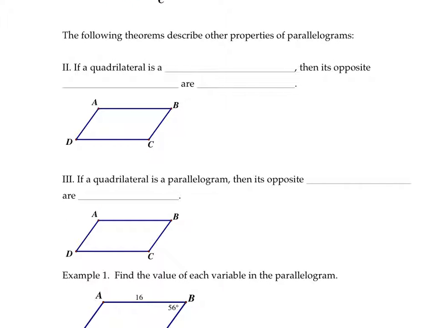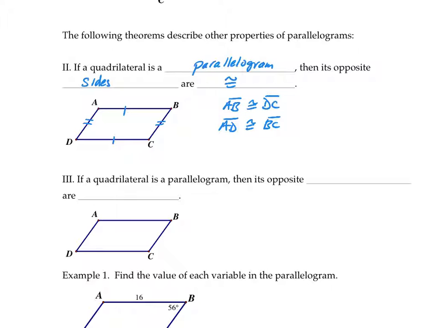The first one says if a quadrilateral is a parallelogram, then its opposite sides are congruent. So we already know that because it's a parallelogram, by definition its opposite sides are parallel, but this gives us a theorem that tells us that not only are they parallel, but opposite sides are also congruent. So line segment AB is congruent to DC, and line segment AD is congruent to line segment BC.